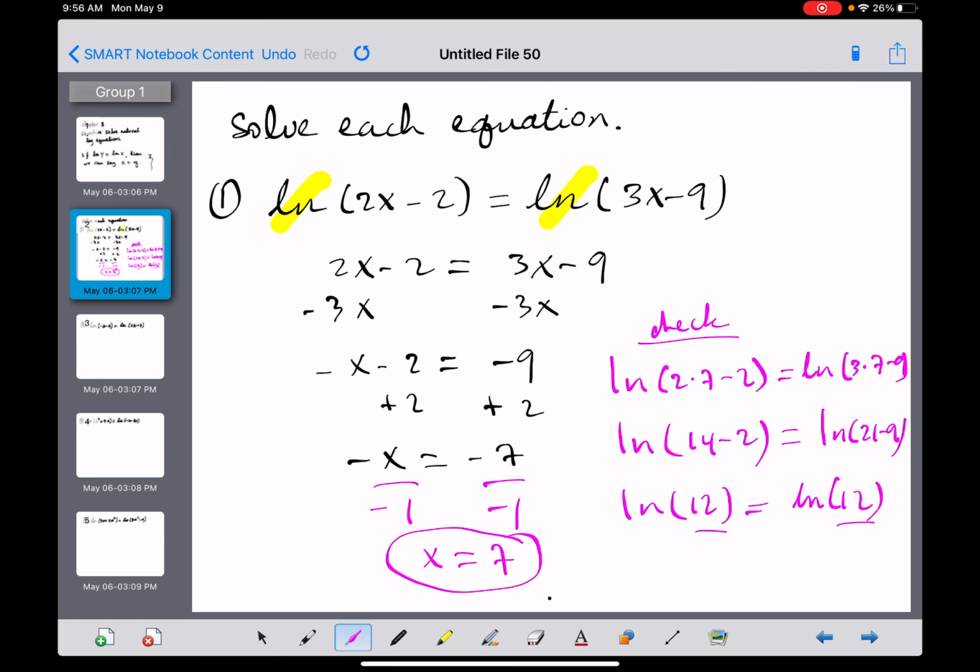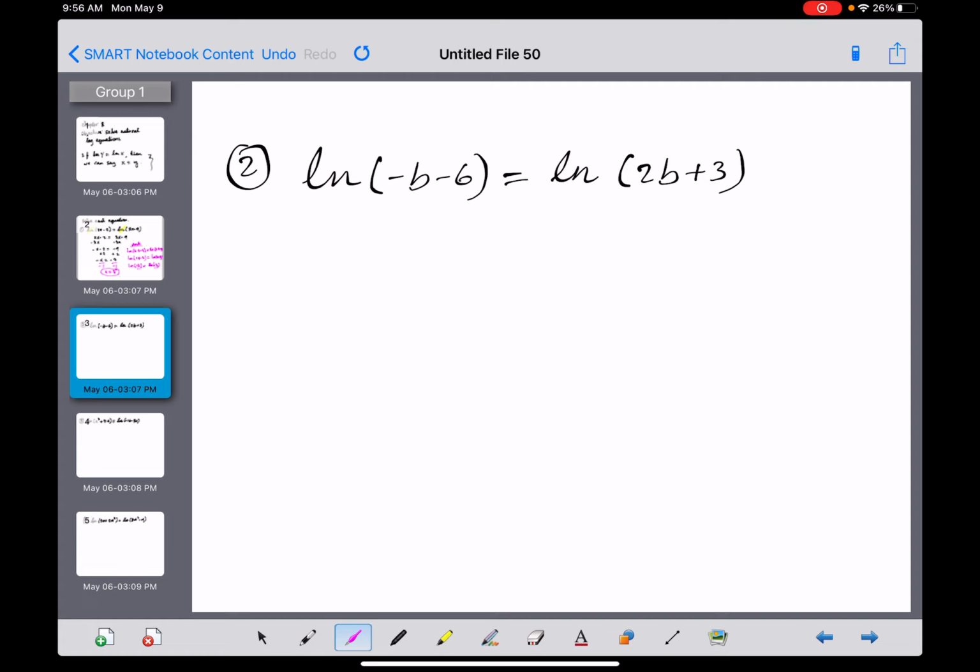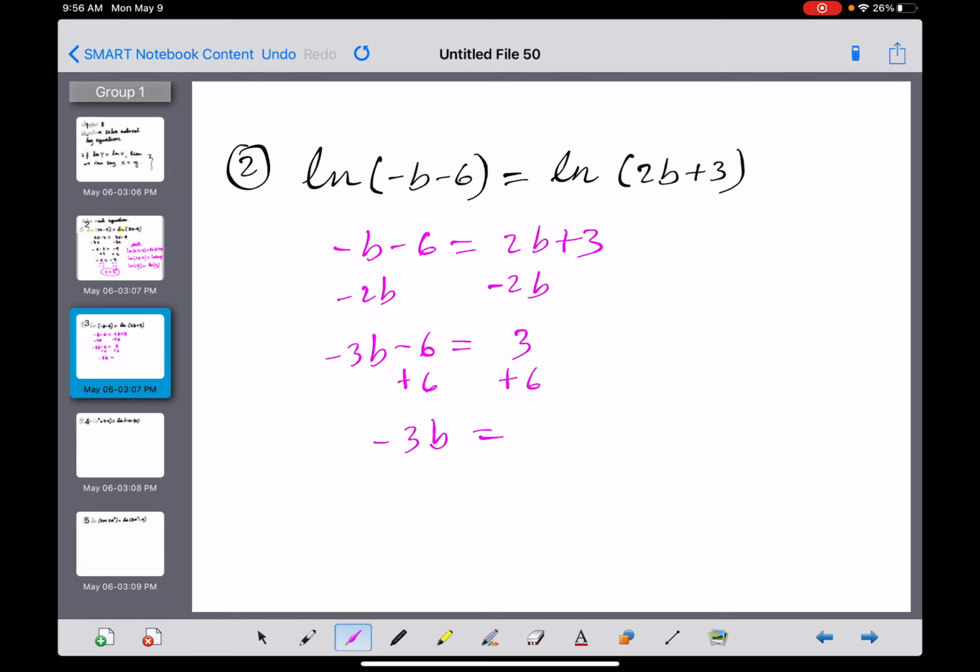Okay, let's move on to number 2. In number 2, pretty much the same thing. You see ln equal to ln, we can ignore that and bring down the negative b minus 6 equal to 2b plus 3. Subtract 2b from both sides. And then add 6 to both sides, with negative 3b equals 9. And then divide both sides by negative 3. So b is equal to negative 3.